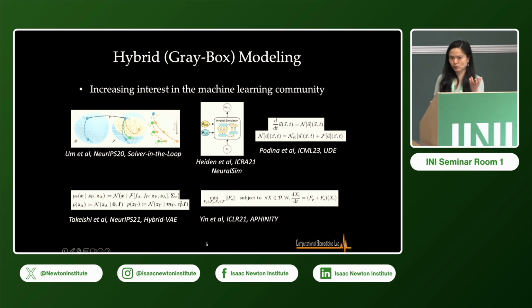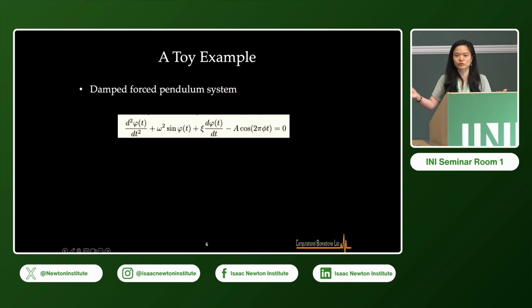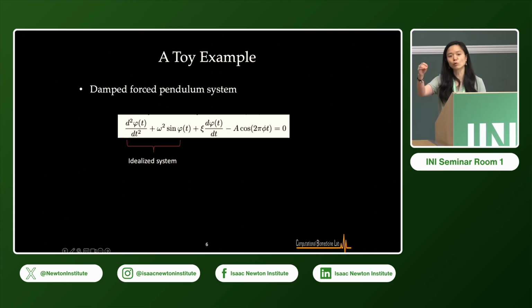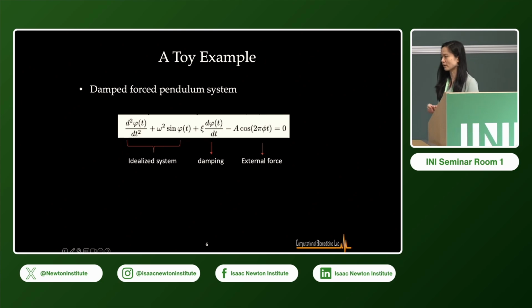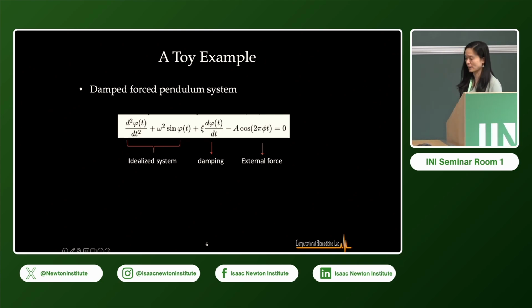Just to put this in a more concrete setting, imagine we are talking about a pendulum moving over time. Let's say we know that the first two terms in this equation describe how the pendulum will move in a very idealized system when there's no friction or anything. The third term describes what friction does, damping. And the last term describes the external force that gets applied to the pendulum.